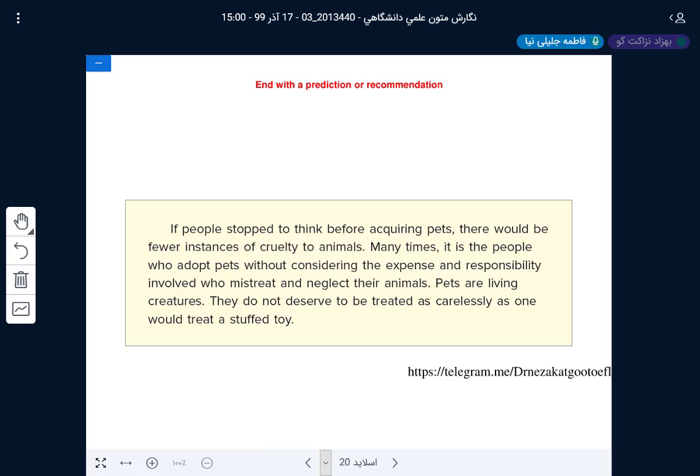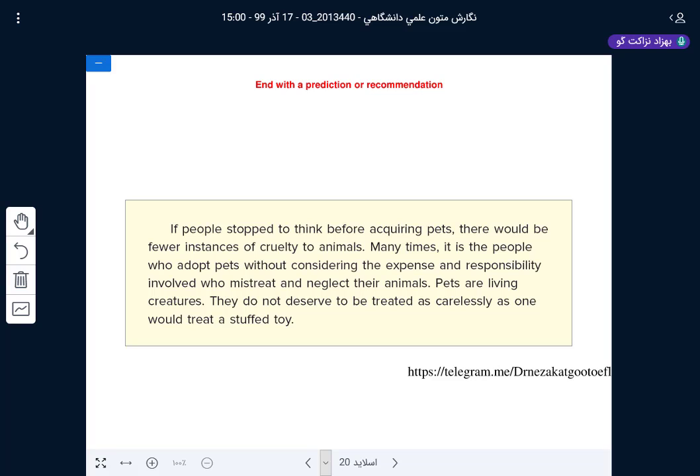End with a prediction or recommendation. If people stopped to think before acquiring pets, there would be fewer instances of cruelty to animals. Many times it is people who adopt pets without considering the expense and responsibility involved who mistreat and neglect their animals. Pets are living creatures. They do not deserve to be treated as carelessly as one would treat a stuffed toy. This is a prediction and this is a recommendation.